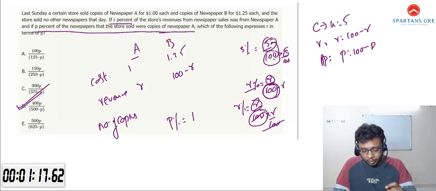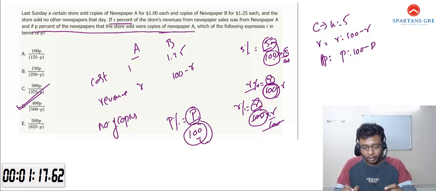So what is P percent? P percent means P by 100. So if there were a total of 100 copies sold including A and B, then P percent of 100 will be P itself, right? So P papers will be of newspaper A. There are two types of newspapers, right? The newspaper of type B will be 100 minus P. That's it.